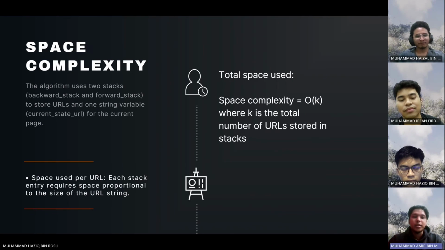So for the space complexity, the algorithm uses two stacks, which are the backward stack and forward stack, to store URLs, and one string variable, which is the current state URL for the current page. So the total space complexity is O(K), where K is the total number of URLs stored in the stacks.